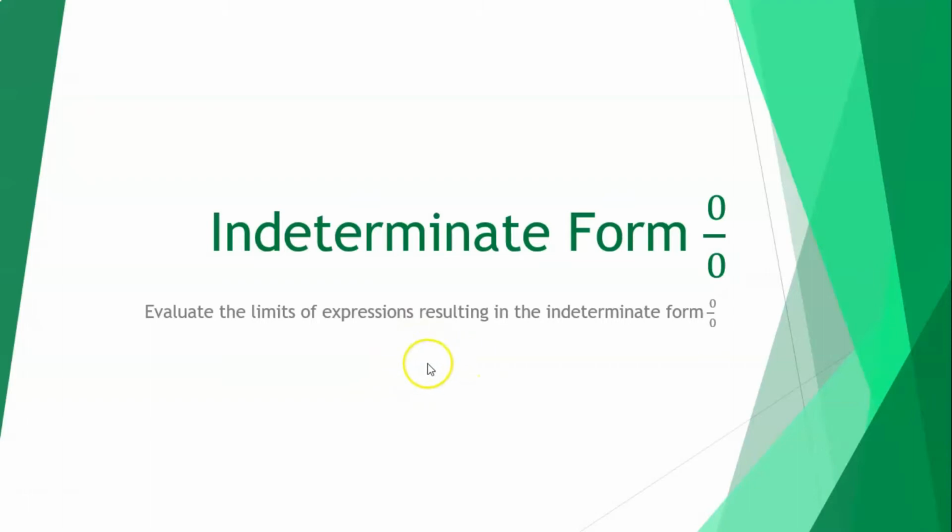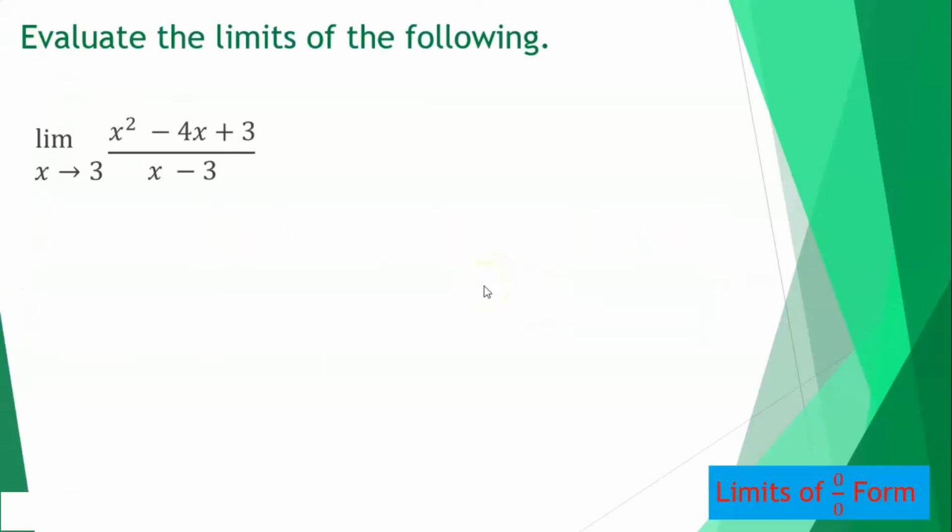Now it will be different if the given function will have the indeterminate form 0 over 0, or if the denominator is 0. Because in math, any number divided by 0 is always undefined. So for example, if I'll give this, what is the limit of x squared minus 4x plus 3 divided by x minus 3 as our x approaches 3?